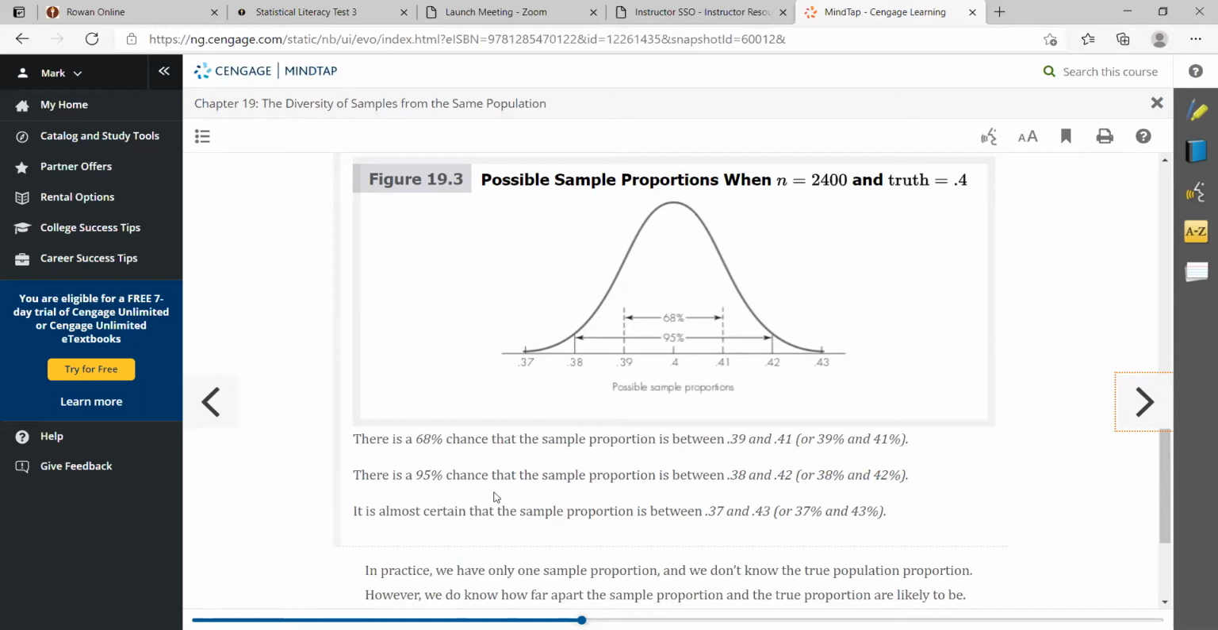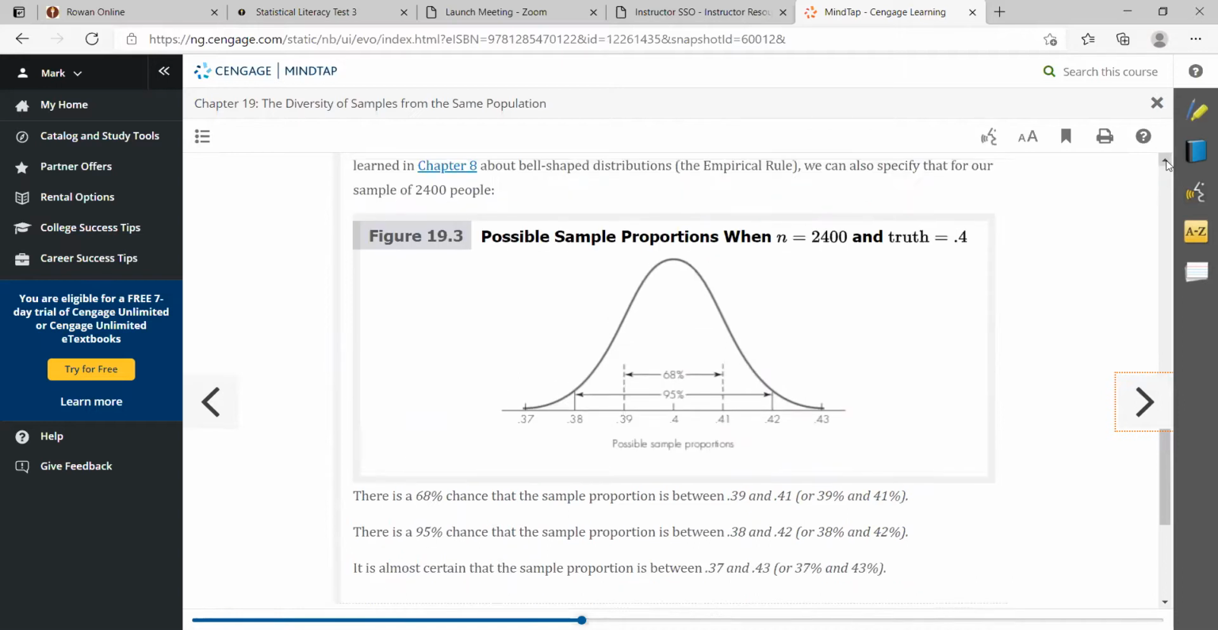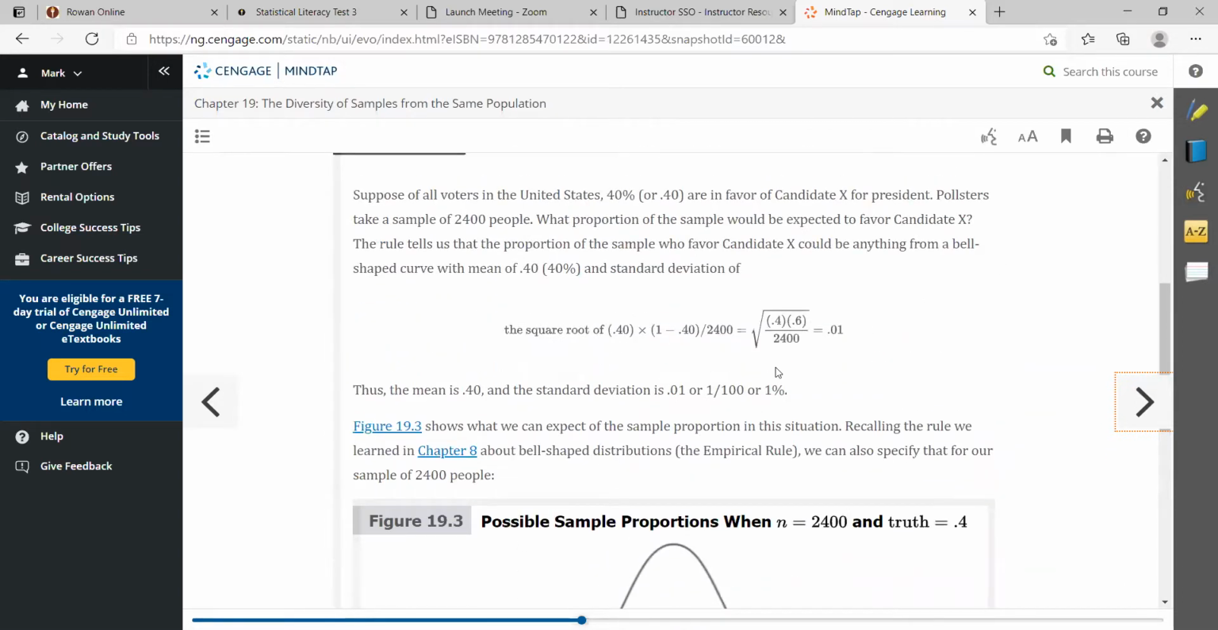Now, 95% is plus or minus 2 standard deviations from the mean. Remember? I hope you remember this. Right? This is an important thing right here. So you tag this in your book, write it down.